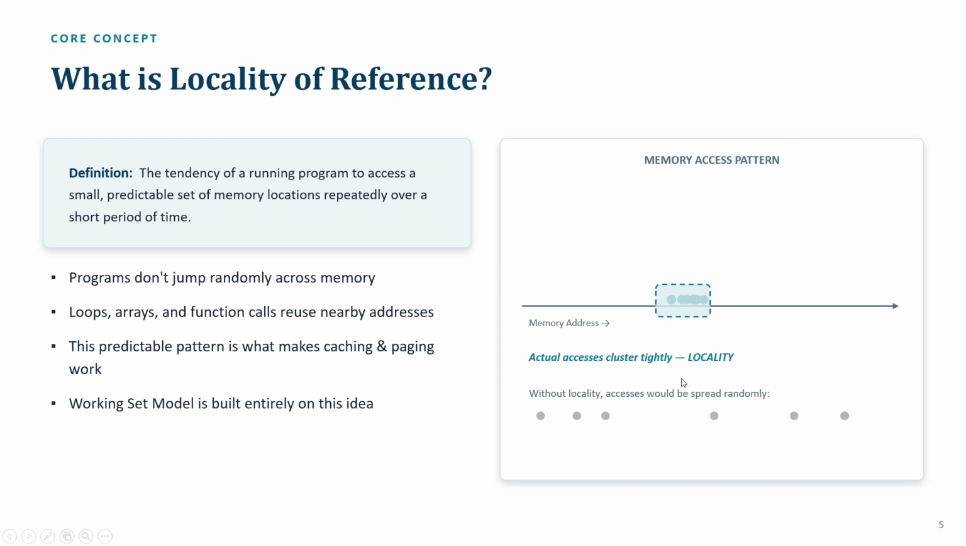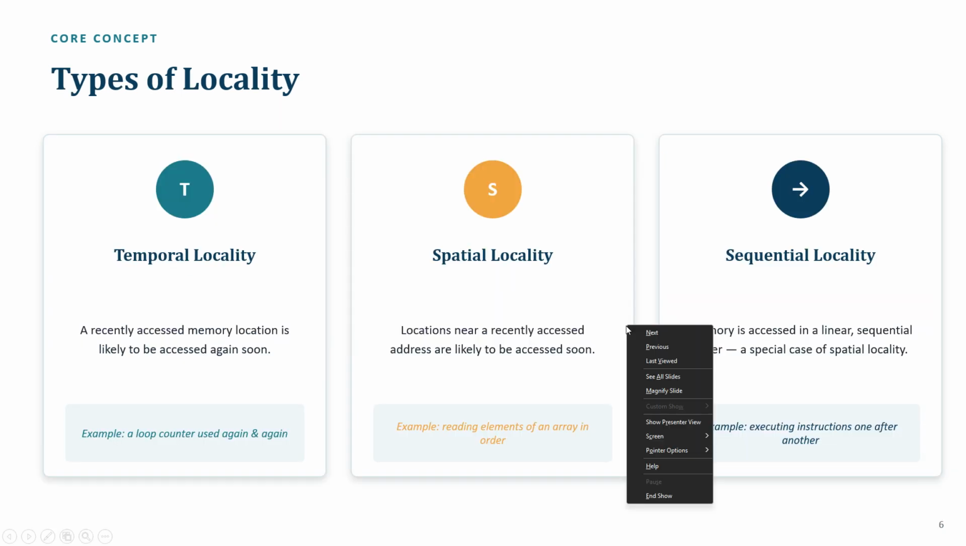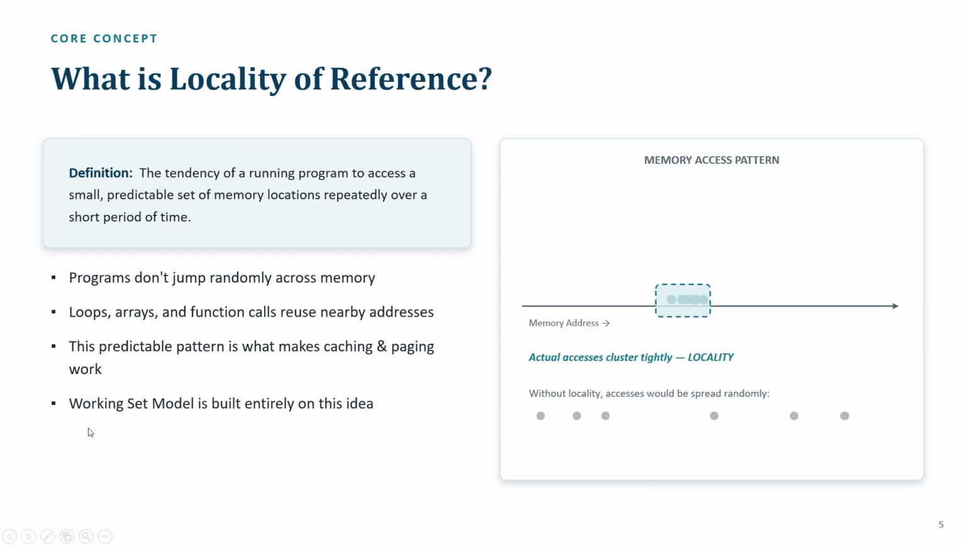In the diagram, it is mentioned: if a program had no locality, its memory access would be scattered everywhere, like the gray dots at the bottom. Without locality, they are separated and scattered everywhere, completely unpredictable. But real programs behave like the tight cluster of teal dots at the top. They revisit a small region again and again, as shown in the diagram. The working set model is built entirely on this idea.